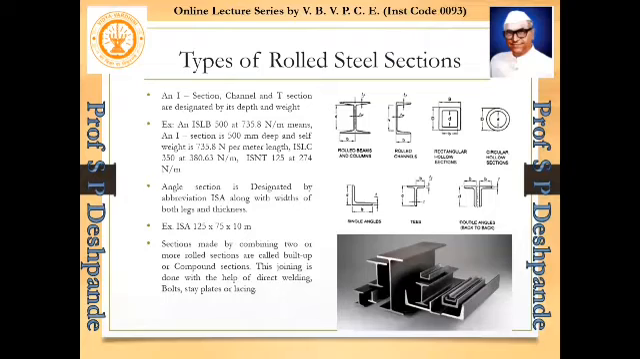Okay, how are they defined? There is a particular name which is given to every section. As you can see in the photograph, these are your rolled sections. This is I section, I section. Can you see this channel section? Or the angle section? You can see this inner angle is rounded.